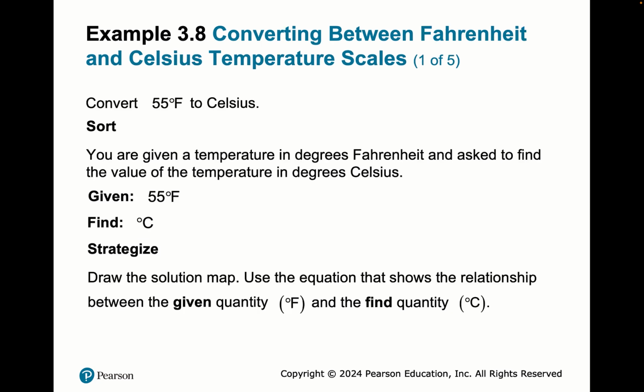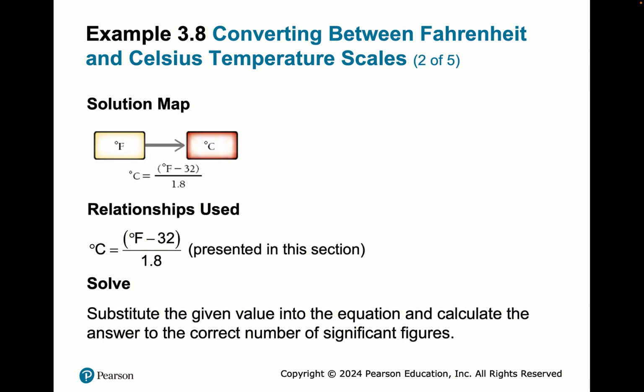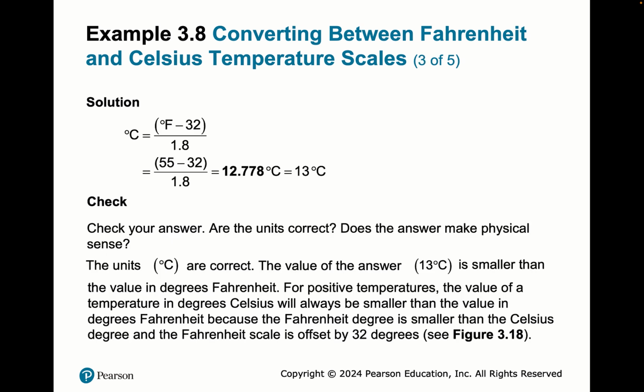So let's convert between Fahrenheit and Celsius. Again, you have to know the formula, and this is the formula. Degrees Celsius is Fahrenheit minus 32 divided by 1.8. So let's go ahead and apply this. 55 Fahrenheit minus 32 divided by 1.8 is, to 2 sig figs, 13 Celsius.